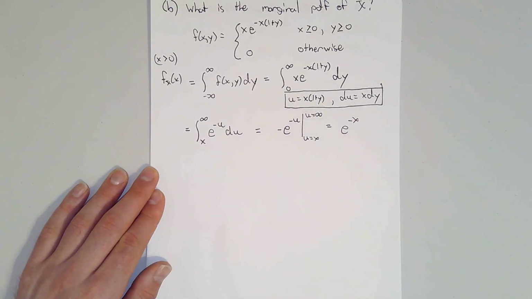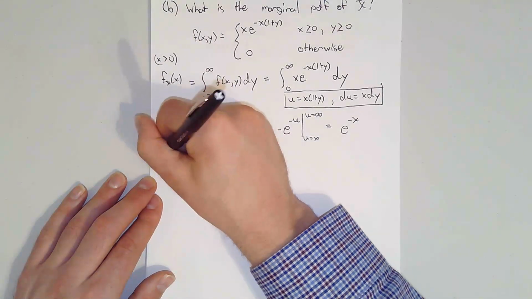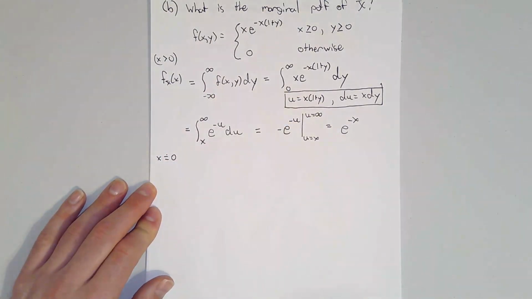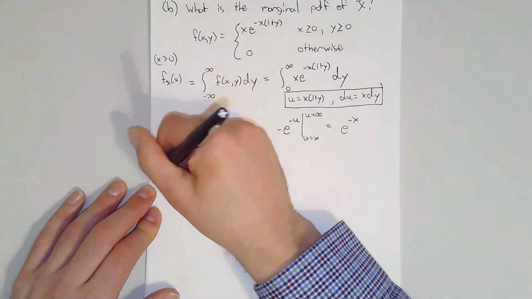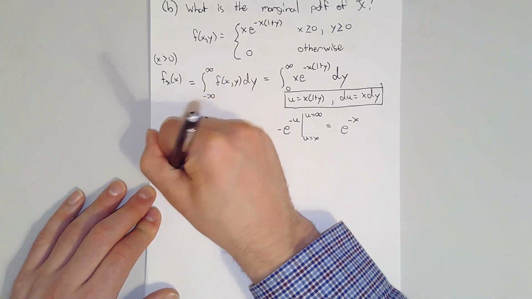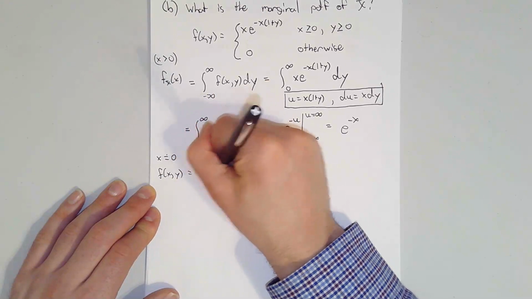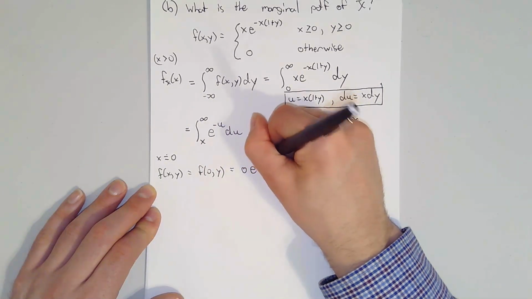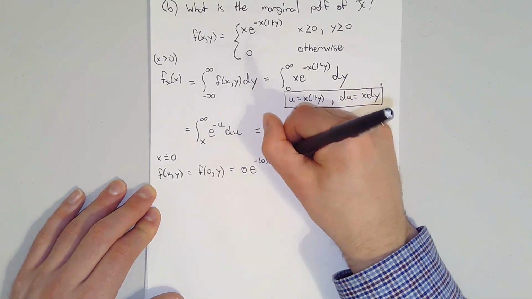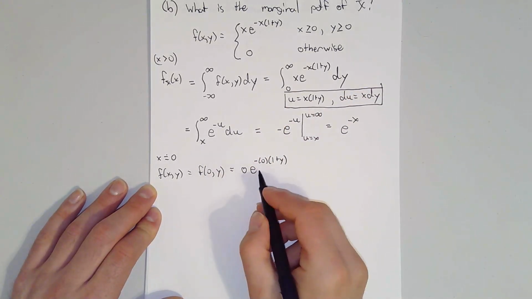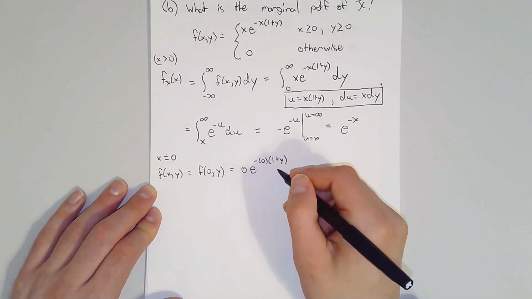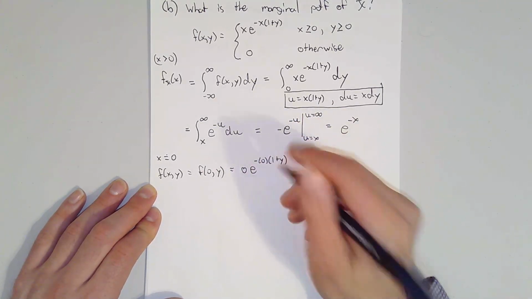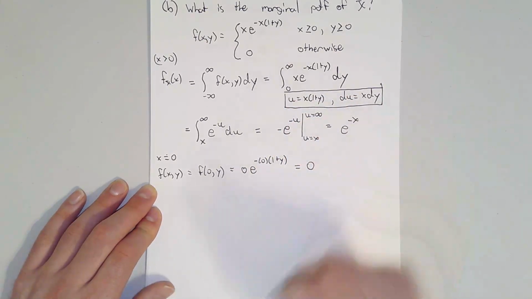What about when x equals 0? When x is equal to 0, what can we notice? Well, 0 times anything, and the second term in this product is finite. So 0 times some real number is equal to 0.